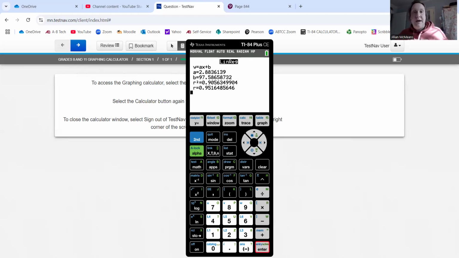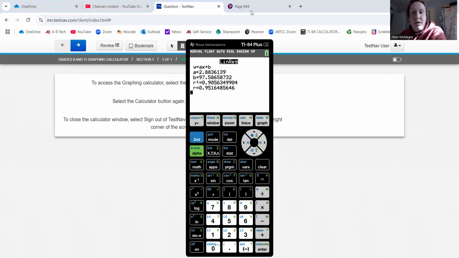Alrighty, let me write this down. So again, we're using y equals ax plus b. We are told that a is, let's go 2 decimal places, so a is 2.88. B is 97 point, if we round, 59. Completely disregard R squared. And then R is 0.95 with rounding. Okay, so pause the screen, get that stuff written down. And now let's go back to the worksheet.